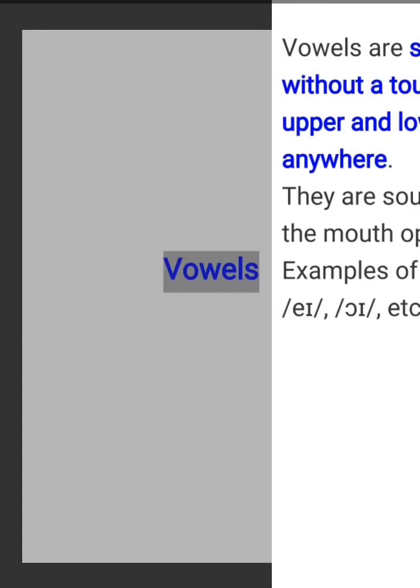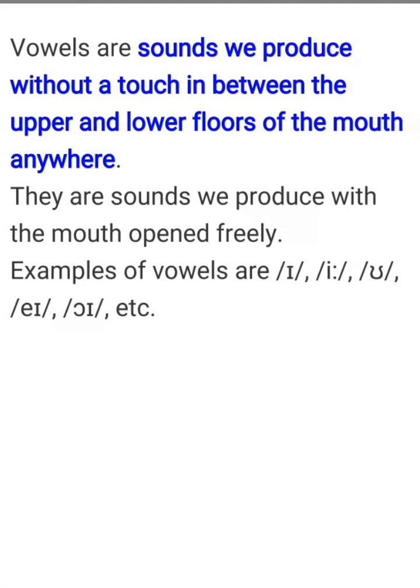Let's start with vowels. What are vowels? Vowels are sounds we produce without a touch between the upper and lower floors of the mouth anywhere. So a sound you produce in the mouth, and in the process there is no touch anywhere between the upper floor and the lower floor of the mouth, whether at the back, or around the middle, or around the tips, that's the lips, or at the sides, talking of the jaws. If there is no touch, the sound is a vowel sound.